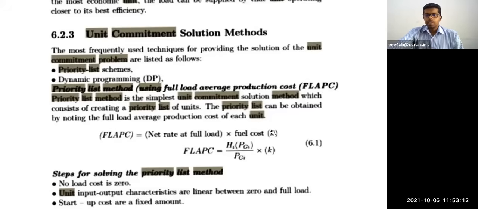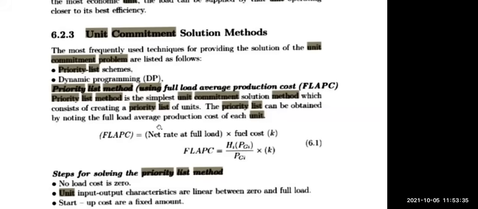The fuel cost we are taking here with the notation K. You can also take your own symbol, like rupees or dollars. For simplification, it is given like small p. So how to calculate FLAPC? FLAPC is equal to Hi of PGI divided by PGI into K. That K is nothing but the fuel cost.